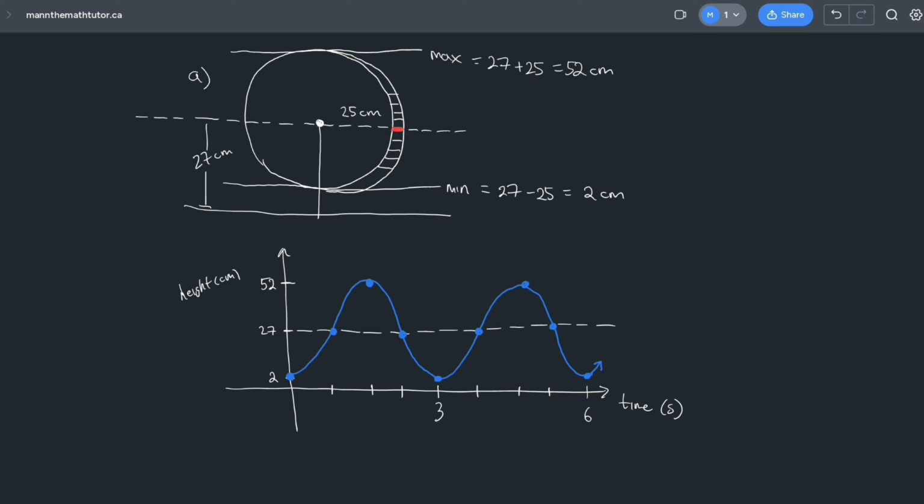We got our sketch of our sinusoidal graph representing this hamster wheel as it's traveling from the lowest point up to the highest point and back down to the lowest point. So we're doing it over 2 cycles.